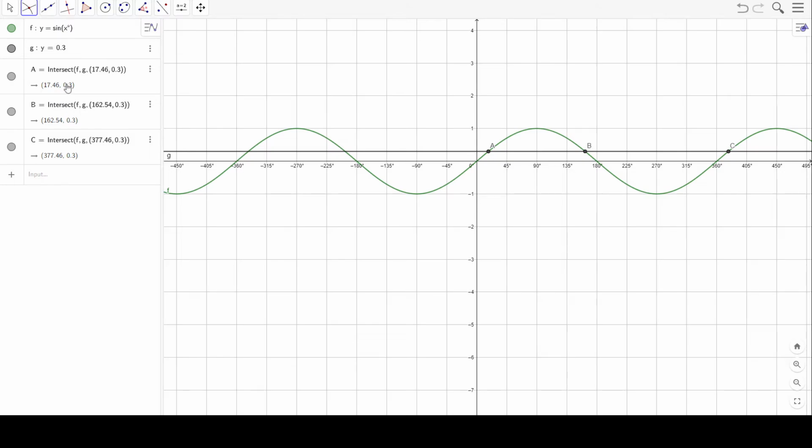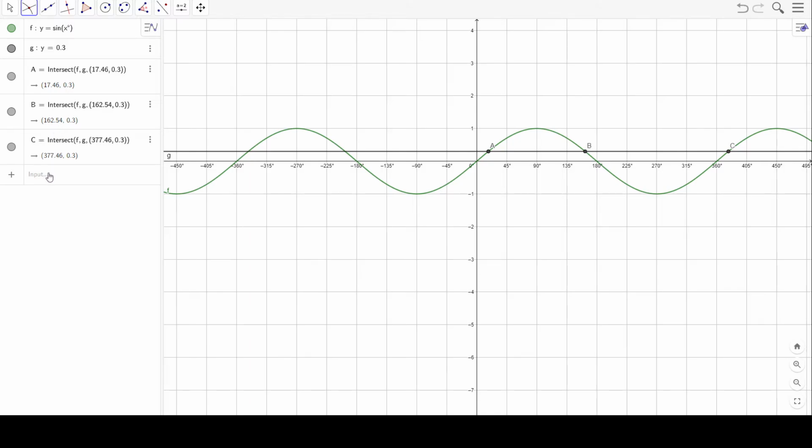Okay, so can you just by these numbers write the answer? So one of them is 17.46. What are the units here? Degrees here, because I set my system in degrees. So this is 17.46 degrees. This is, I don't know, 162.54 degrees, and etc., etc.